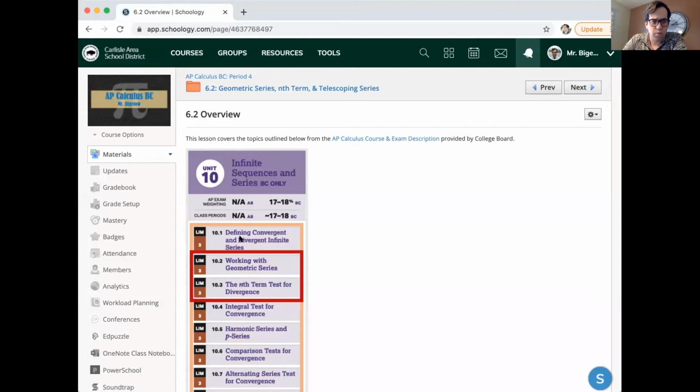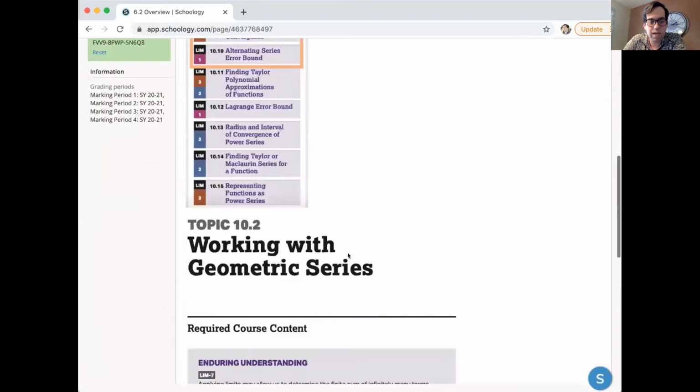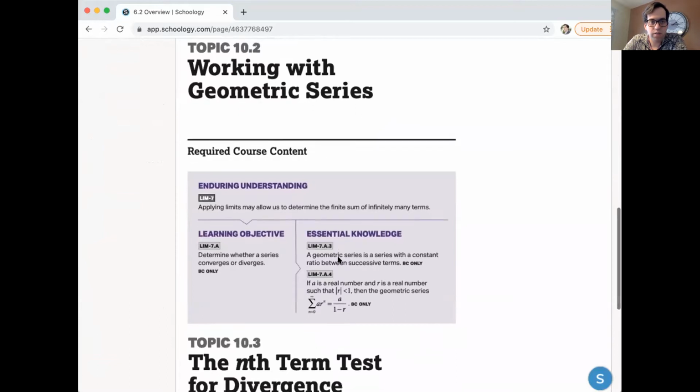This is all from College Board's Unit 10, so you can see lessons 2 and lessons 3 from College Board talk about geometric series and the nth term test. That's what we're going to be focusing on for the most part today. And you can see here's more specifics about working with geometric series.